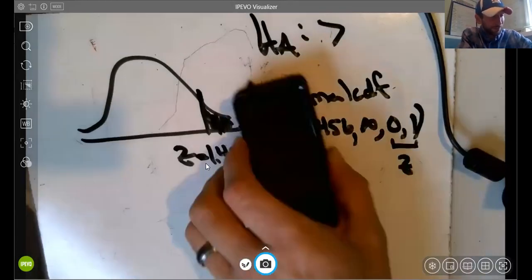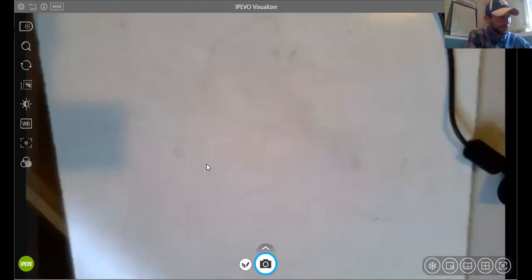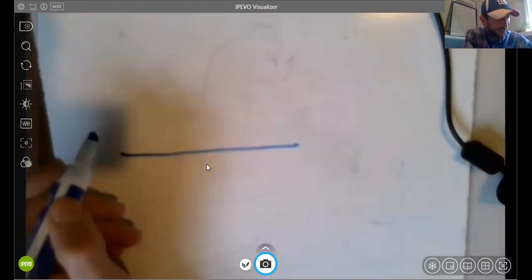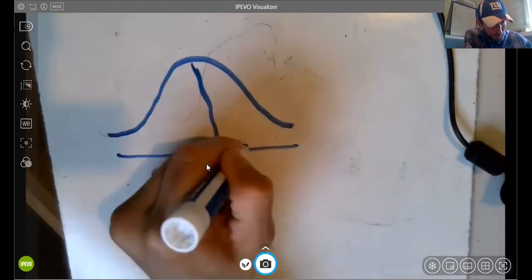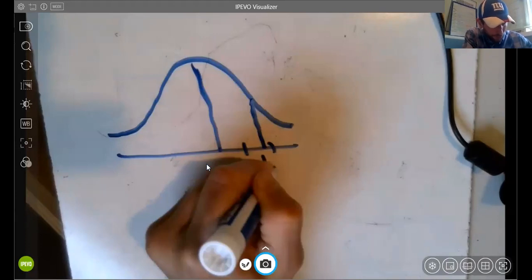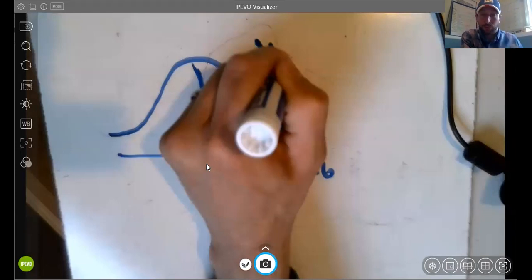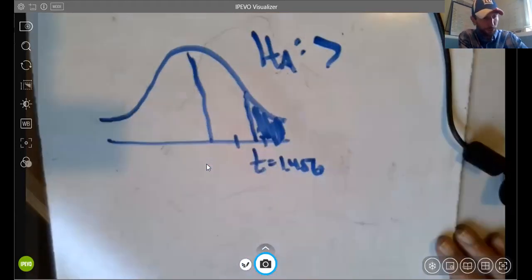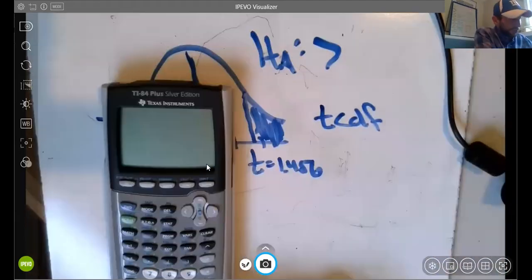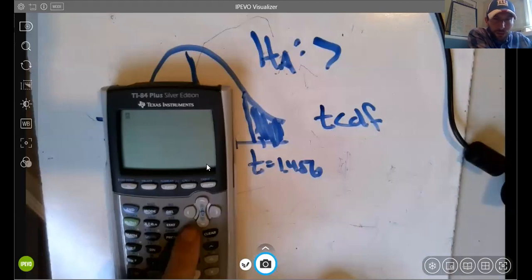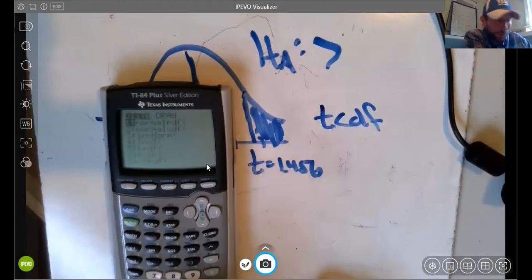The only difference is, instead of using normal CDF, when you press second vars on your calculator, I'm sure you notice, now we're talking about t-CDF. I'm going to make these tails a little bit fatter, but the idea is still the same. So here's our t-score of 1.456, something like that. Shade to the right. I know I'm shading to the right because the alternative was for an increase, or greater than. And so I'm going to go t-CDF. On my calculator, I'm just going to pop second vars. You can see there's a t-CDF. Mine's number 6. There's that inverse t reference, number 4.